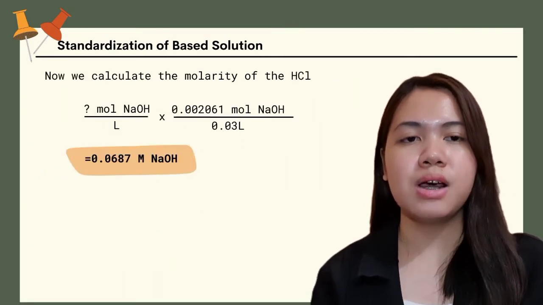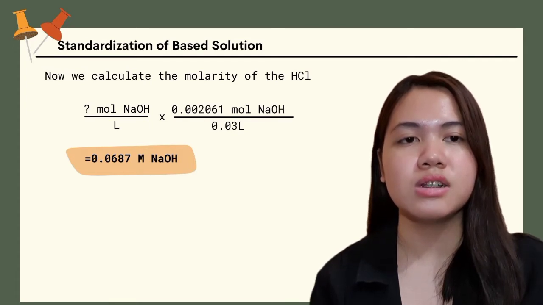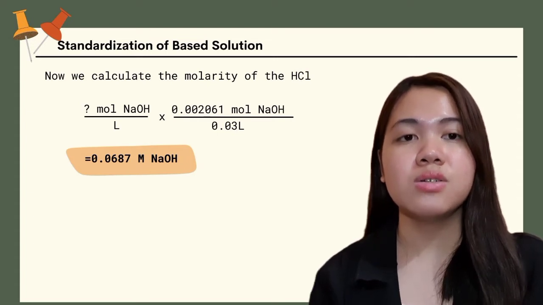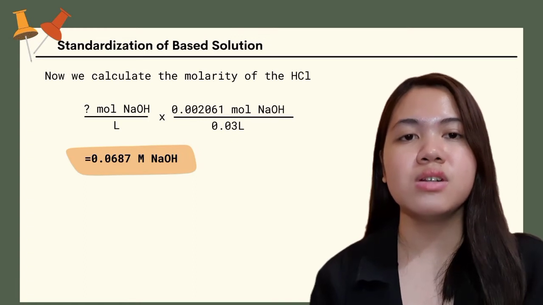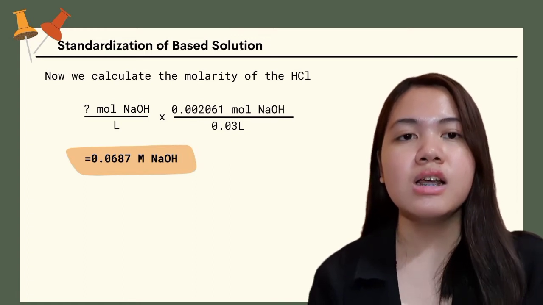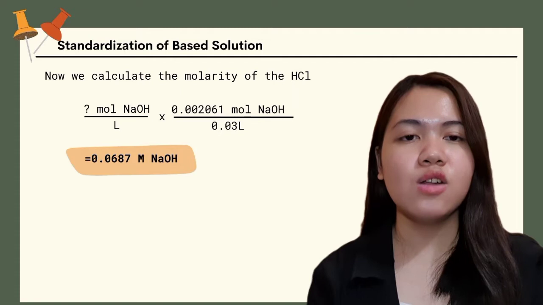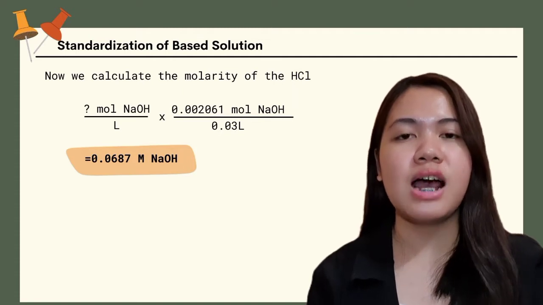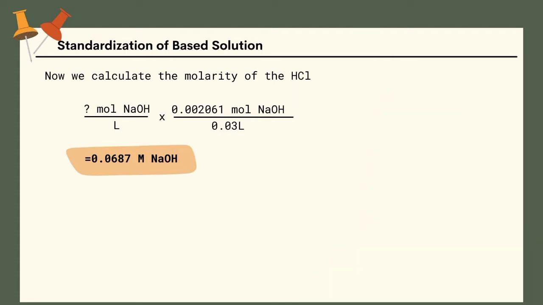So we will calculate now the molarity of the sodium hydroxide solution. Unknown moles of sodium hydroxide over liters equals 0.002062 mole sodium hydroxide over 0.03 liters sodium hydroxide, which would give us an answer of 0.0687 molar sodium hydroxide. That's all for my topic, calculations for acid-base titrations.